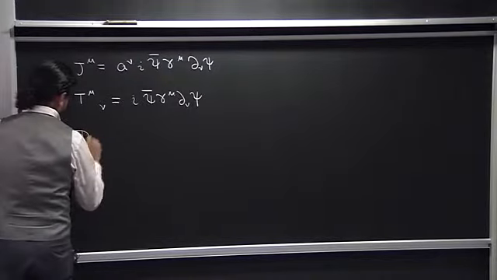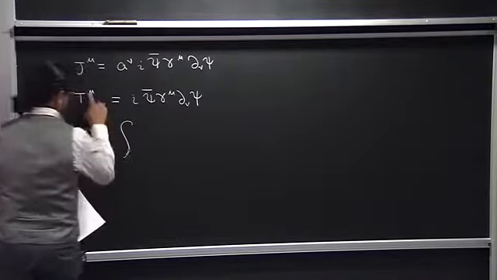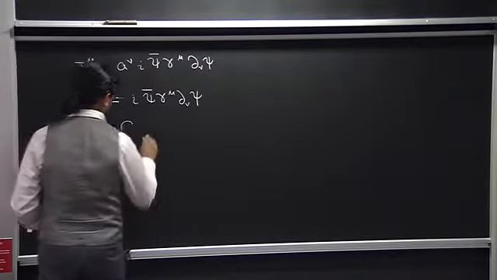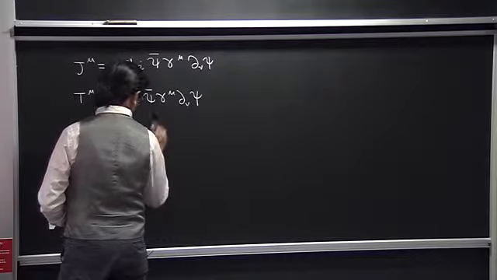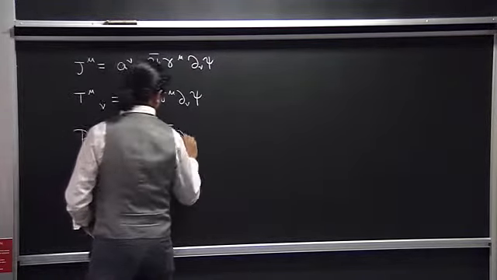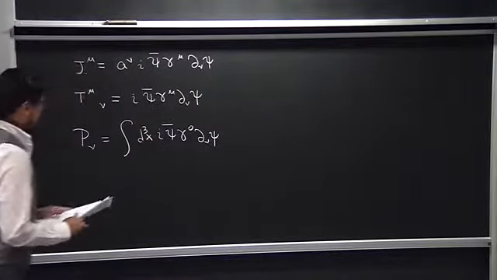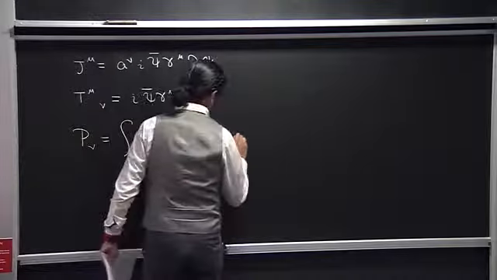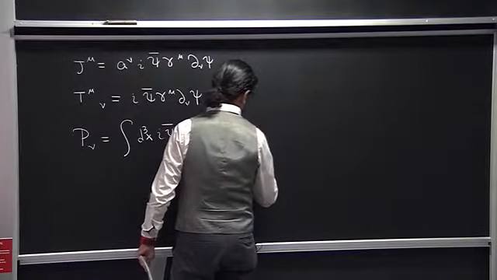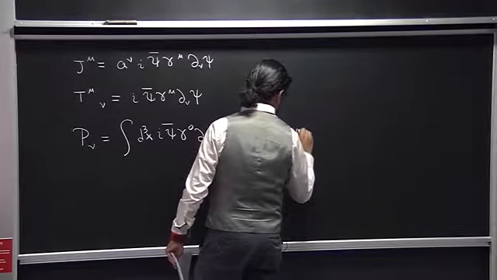correspondingly there are 4 conserved charges. So we take the 0th component of each of these currents and integrate them over all of space. And this is the energy-momentum 4-vector.